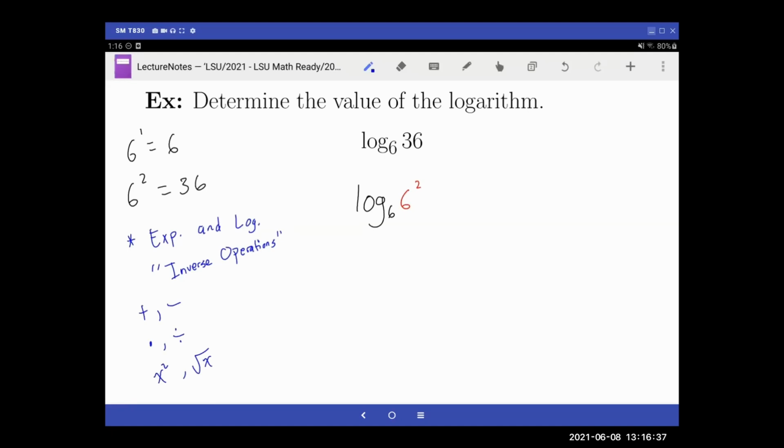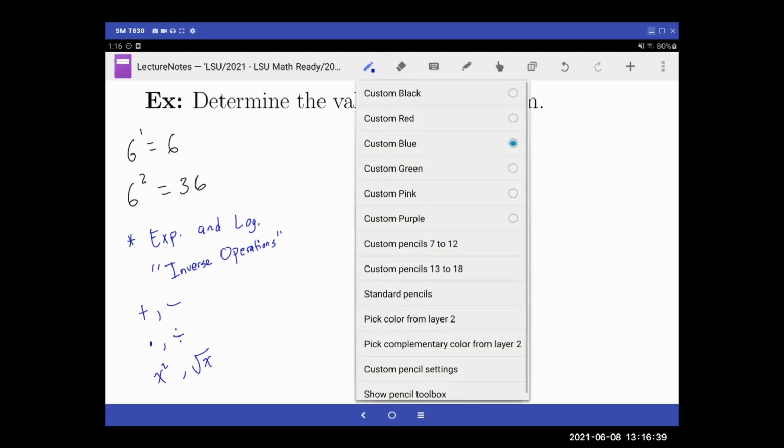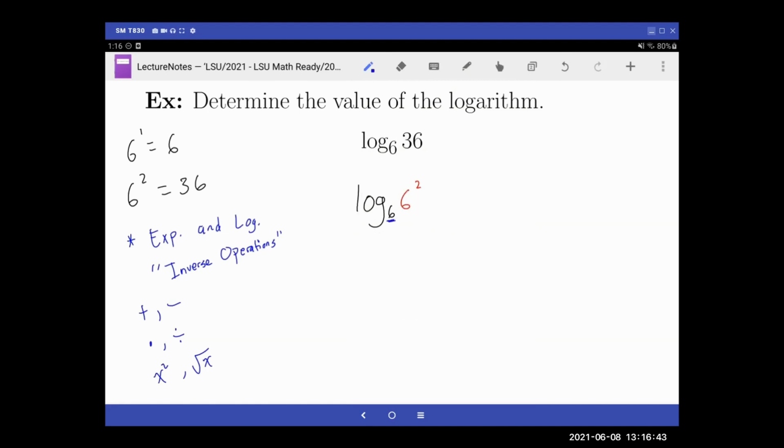And so here we have, we'll stick with blue here, log base 6, and 6 is the base of the exponential term. Just like if you add and subtract 6 or multiply and then divide by 6, they cancel each other out. And they leave you with whatever that exponent happened to be in the first place, which is a 2.